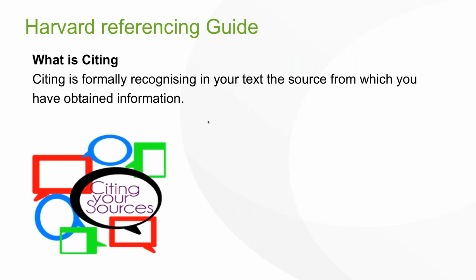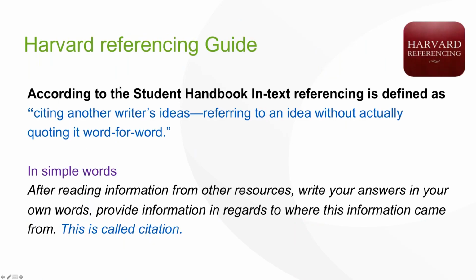So Harvard referencing uses a term called citing, and citing is the formal recognition in your text of the source from which you've obtained that information. According to the student handbook, in-text referencing is defined as citing another writer's ideas or referring to an idea without quoting it word for word. In simple words, after reading information from other sources, write your answers in your own words, and provide information in regards to where this information came from. This is called citation.